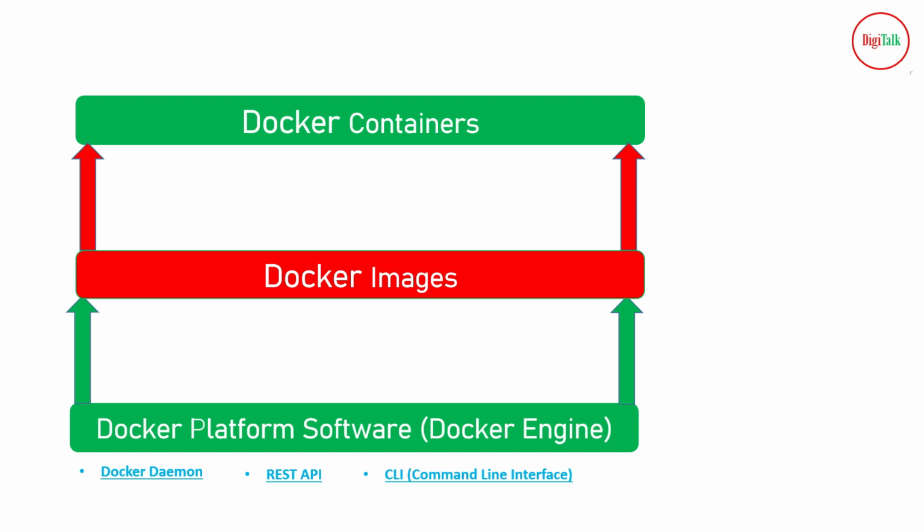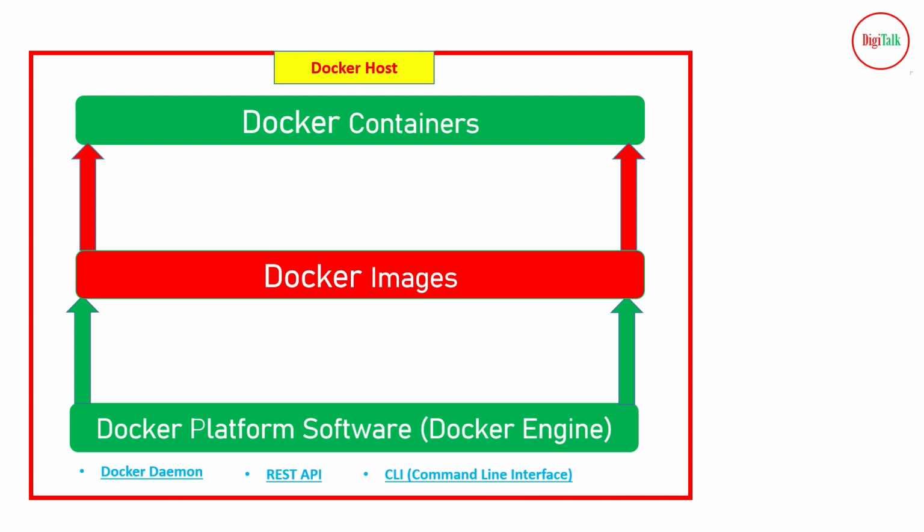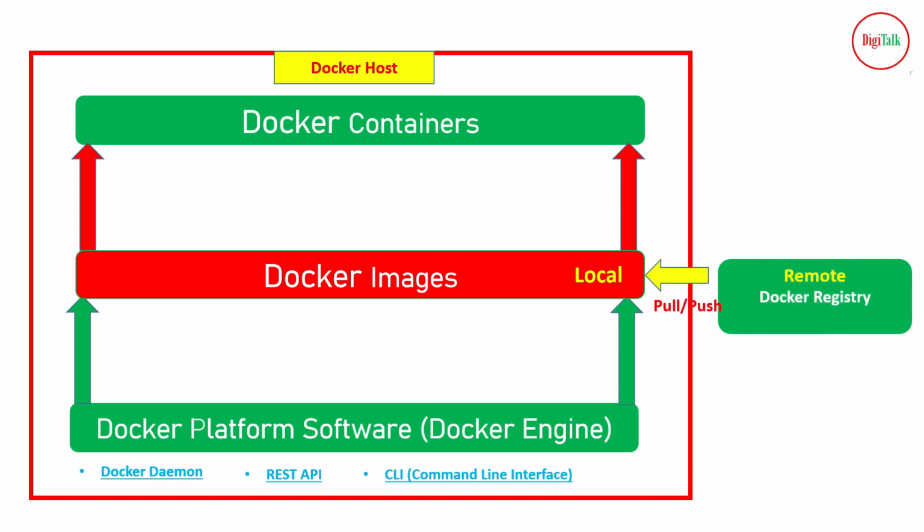So these are the major components that we have so far. Your Docker platform or Docker engine, which contains three components: Docker daemon, REST API, and CLI, the command line interface. On top of that, we have to create Docker images, and then we start the Docker containers, and all of these components are inside your Docker host. That means you have a server or a machine where all of these components are running, and then Docker images could be local, or they could be in the remote Docker registry. So you can push and pull the images from the remote Docker registry, right?